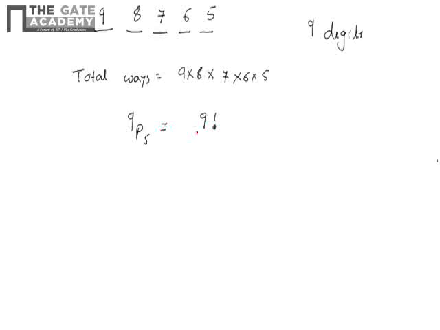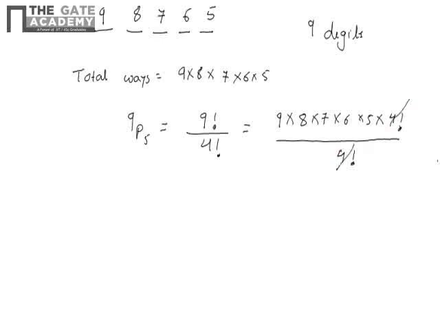This is 9 factorial upon (n minus r), that is 4 factorial. So 9 factorial I can write as 9 into 8 into 7 into 6 into 5 into 4 factorial. Why am I writing like this? Because I want to cancel this. So you'll get the same answer. This answer and this answer are the same. Here you have to keep in mind that in permutation the repetition of digits is not allowed.